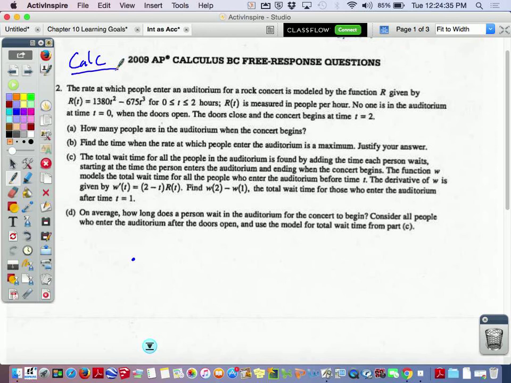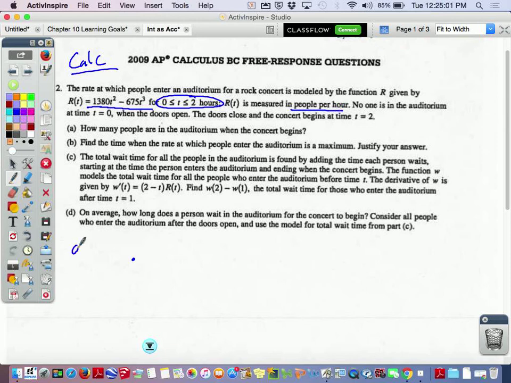This question says the rate at which people enter an auditorium for a rock concert is modeled by the function r, given by r of t equals 1380 t squared minus 675 t cubed for t between 0 and 2 hours. R of t is measured in people per hour, and no one is in the auditorium at time t equals 0 when the doors open. The doors close and the concert begins at time t equals 2.